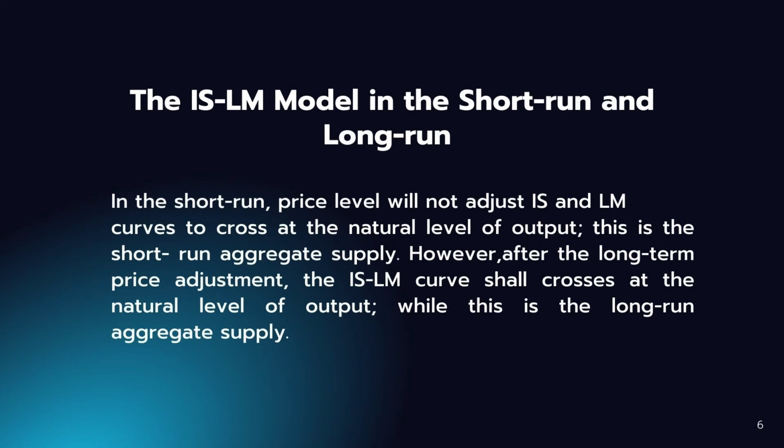The IS-LM model in the short run and long run. We can see the short run and long run of aggregate supply from the IS-LM model. In the short run, the price level will not adjust, and the IS and LM curves cross at the natural level of output. This is the short-run aggregate supply. However, after the long-term price adjustment, the IS-LM curves cross at the natural level of output, while this is the long-run aggregate supply.